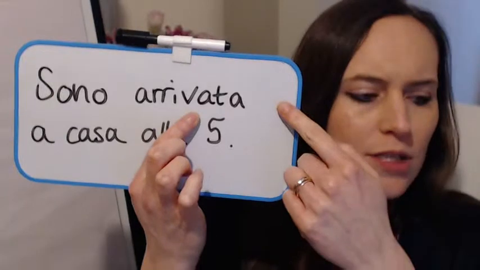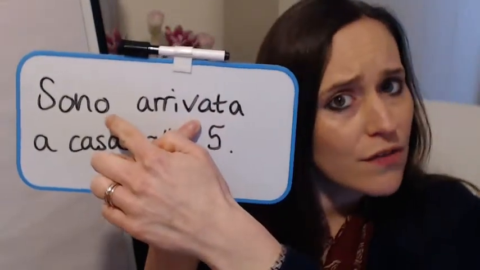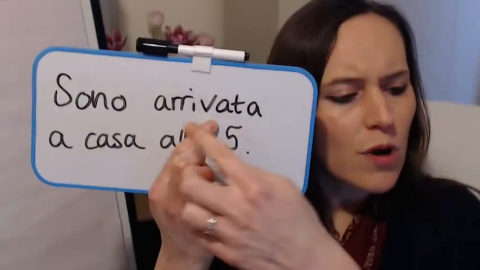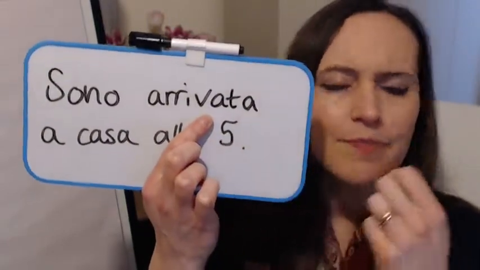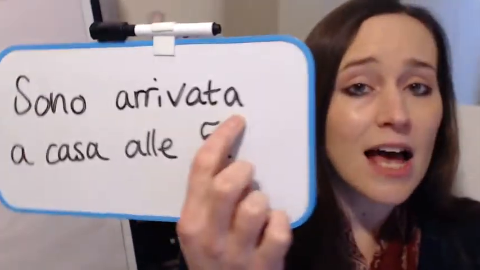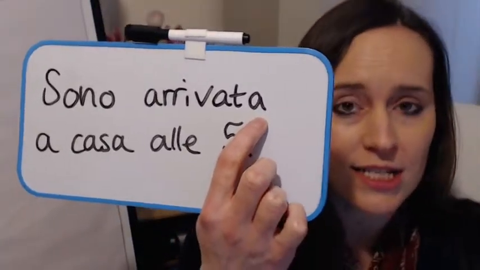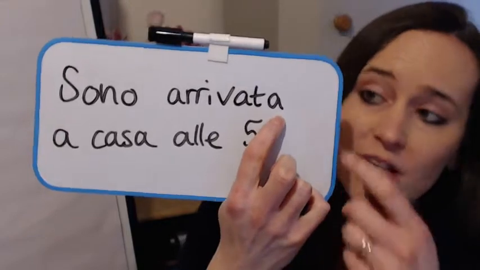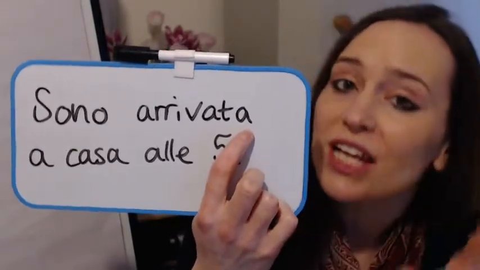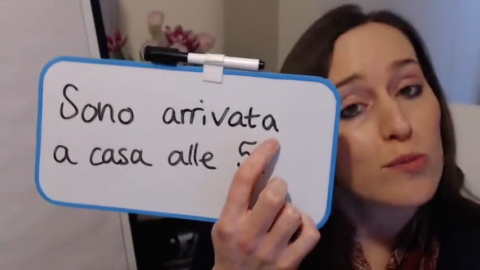I mean, this is already confusing enough that the auxiliary changes to essere, but why is the ending of the past participle changed as well? Well, this happens with verbs that are conjugated with essere. The ending of the past participle has to agree with the gender of the person or object it's describing.